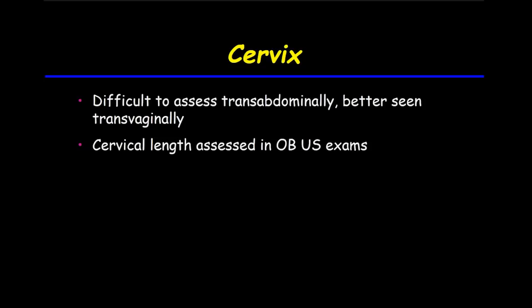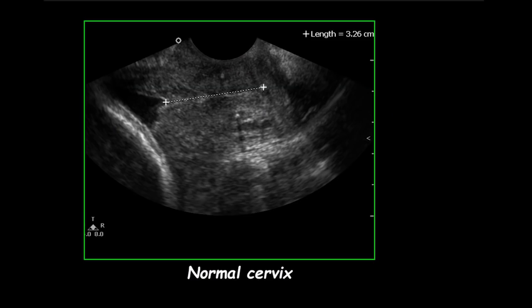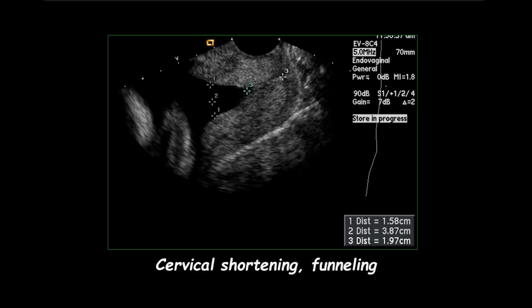Touching briefly on the cervix. The cervix is difficult to assess transabdominally. It is best seen transvaginally. We evaluate cervical length when we perform obstetrical ultrasound exams. We consider a normal cervical length to be 3 centimeters or longer. This is a patient on transvaginal imaging. The cervix is demonstrated to measure 3.3 cm.